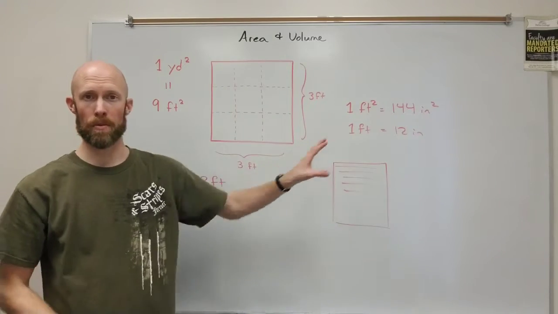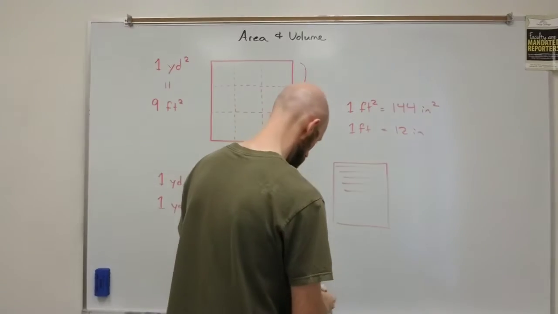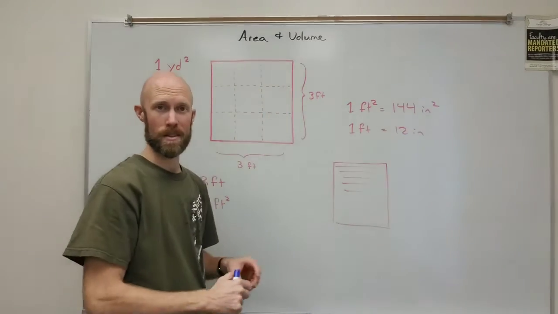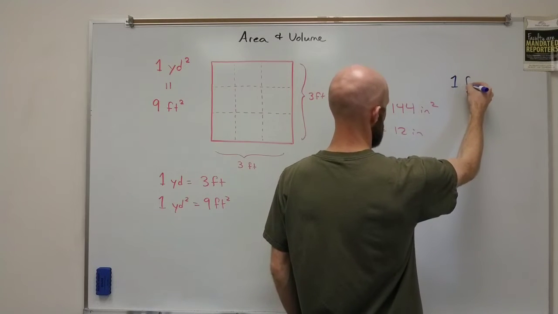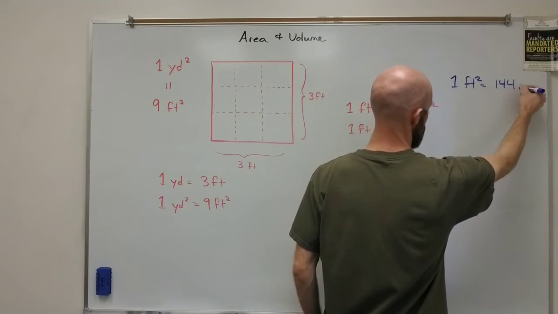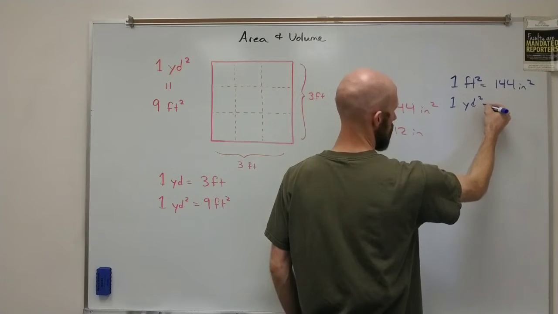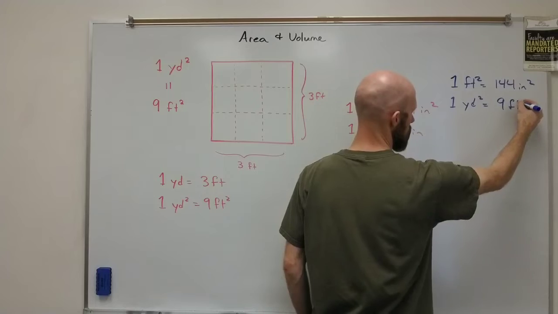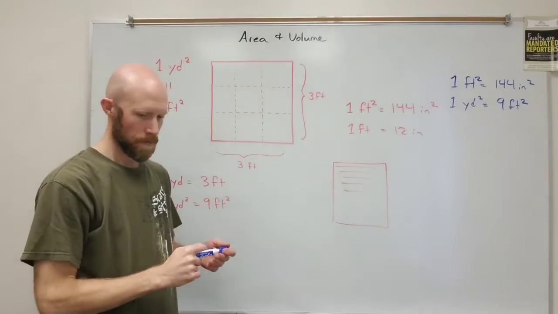So those are a couple of really important conversions. So, and I'm going to actually write these off to the side, keep track of them. That way I can start erasing some things and keep more space here. So 1 square foot equals 144 square inches. 1 square yard equals 9 square feet. Okay, so we have those two kind of basic ones.